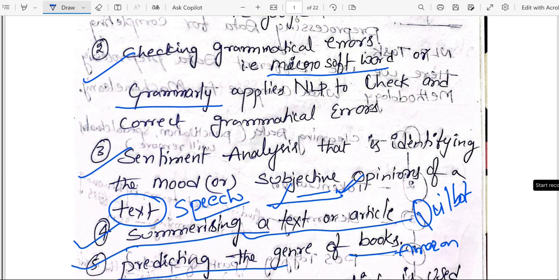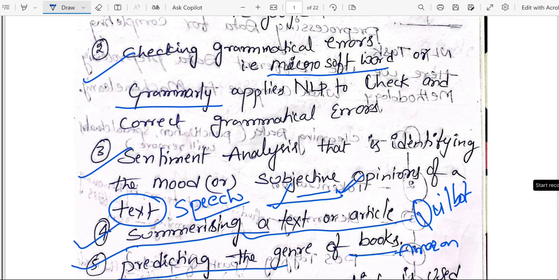Then coming to the third one, that is sentiment analysis. Sentiment analysis means, suppose you consider speech as an input, it will identify, based on the frequency of how you are speaking, the mood of your voice. Maybe happy, or sad, or an irritated mood, it will identify that particular mood of your input. And if your input is text, then by analyzing the words it will identify the mood of a particular word. So here it finds the subjective opinions of a text or a speech.